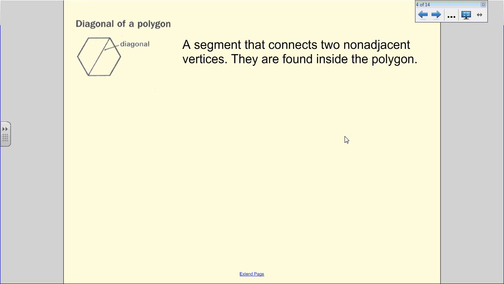The diagonal of a polygon, we're going to study some quadrilaterals that have special diagonal properties, but the diagonal is just a segment that connects two non-adjacent vertices, and these are normally found inside the polygon.